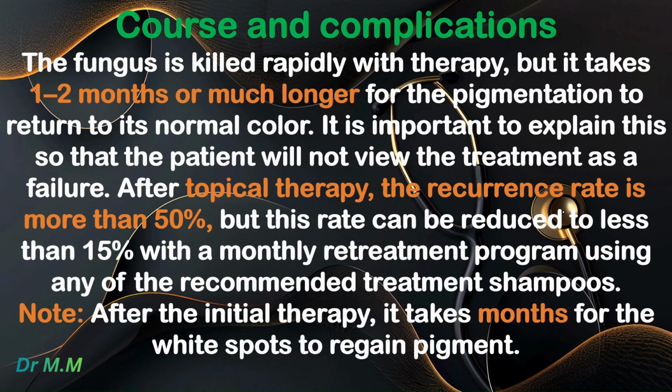Course and complications. The fungus is killed rapidly with therapy, but it takes 1 to 2 months or much longer for the pigmentation to return to its normal color. It is important to explain this so that the patient will not view the treatment as a failure. After topical therapy, the recurrence rate is more than 50%, but this rate can be reduced to less than 15% with a monthly retreatment program using any of the recommended treatment shampoos. Note: after the initial therapy, it takes months for the white spots to regain pigment.